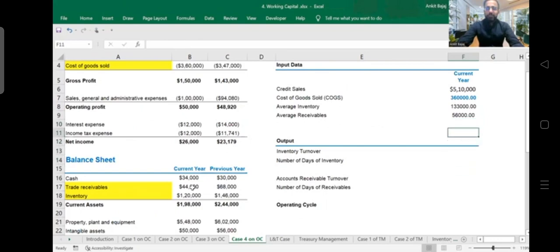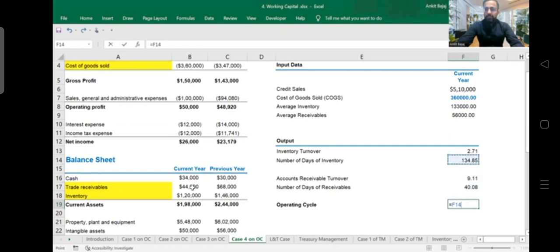Then if I want to calculate average inventory turnover, what is going to be the formula? COGS divided by average inventory, right? If I want to calculate the number of days of inventory, that is going to be 365 divided by 2.71, right? Then if I want to calculate account receivable turnover, the formula is going to be credit sales divided by average receivable, right? So that is 9.11. And if I want to calculate the number of days receivable, that is going to be 365 divided by account receivable turnover, that is 40.8, right?